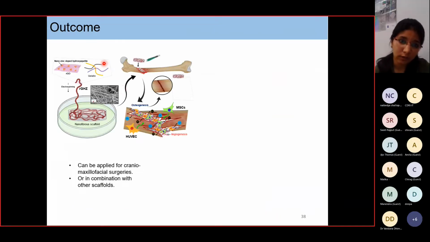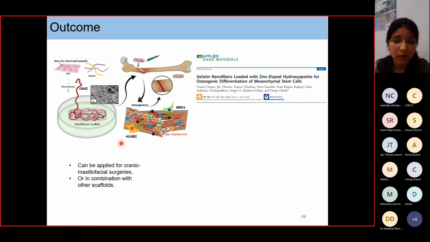We went for the 5 different properties that we had initially aimed for, and we did achieve all those properties, and we were able to publish this study also. The limitation of this study was that although it can be used for the cranial maxillofacial surgeries, which do not require that much mechanical load on it, it could not fit in irregular defects in cases of larger trauma.